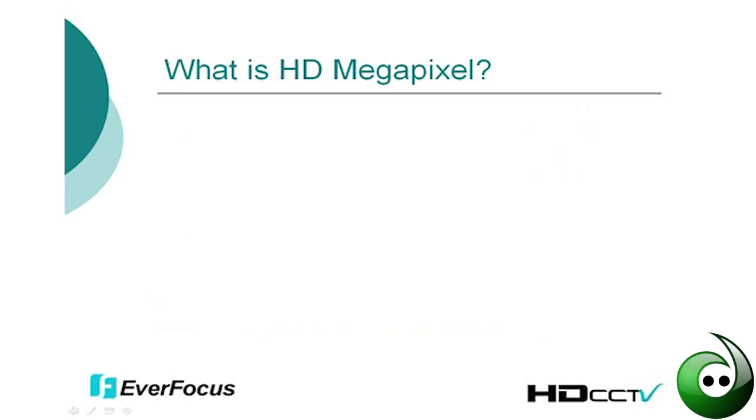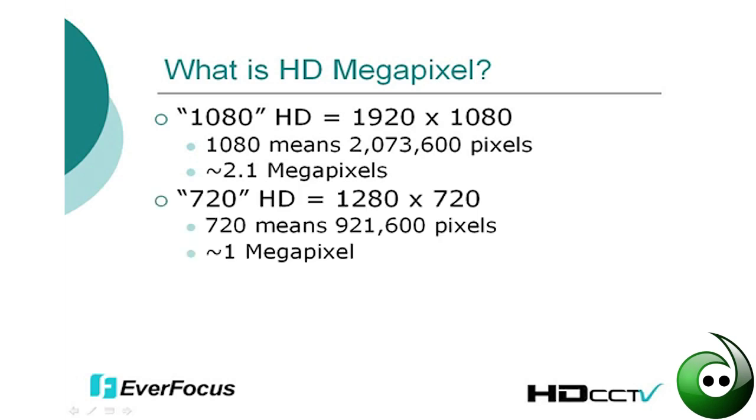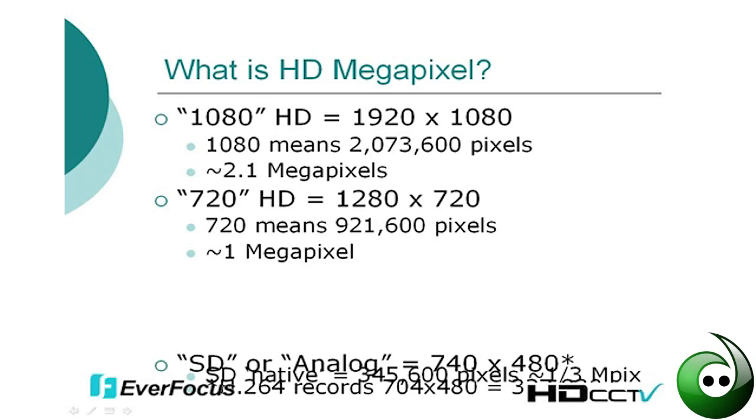What is HD megapixel? Just so we're all applying the same definitions to terms, when I say 1080 HD, I am talking about an image that is 1920 pixels across, 1080 pixels high. That works out to be a total of 2 million and change in pixels, and I tend to call that 2.1 megapixels. 720 HD is an image that's 1280 pixels across, 720 pixels high.